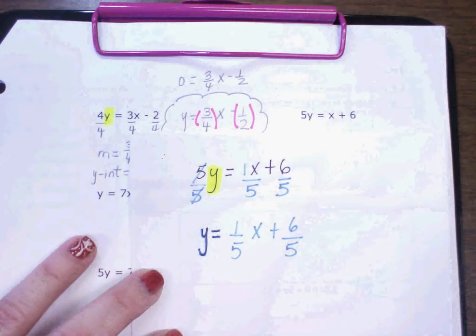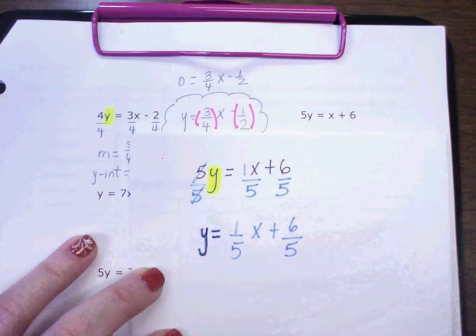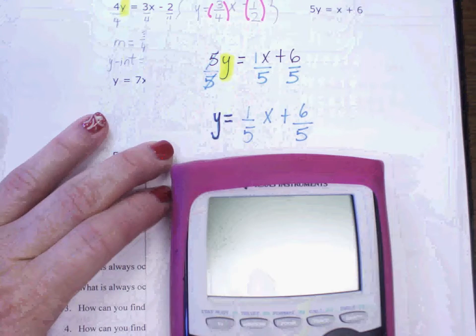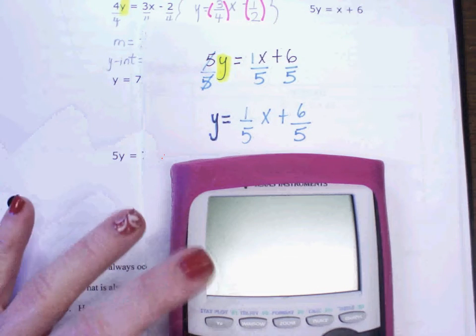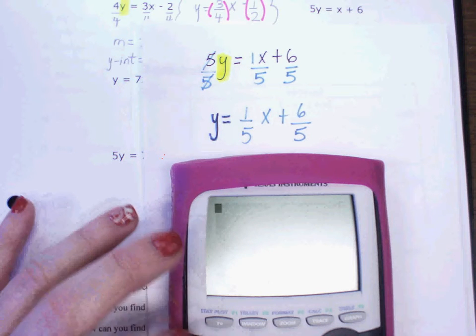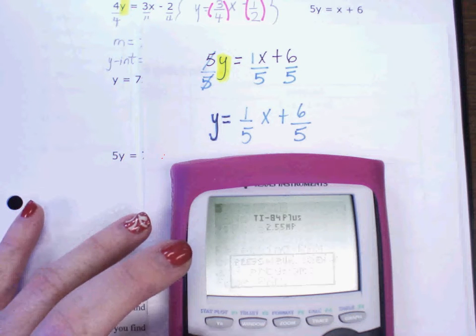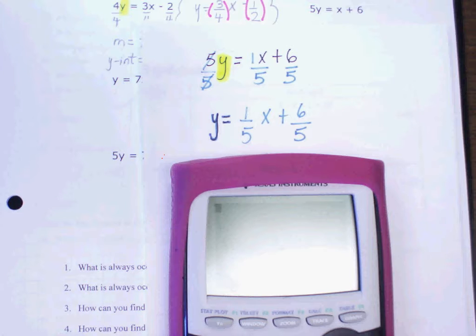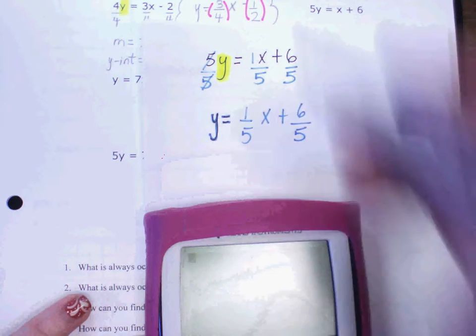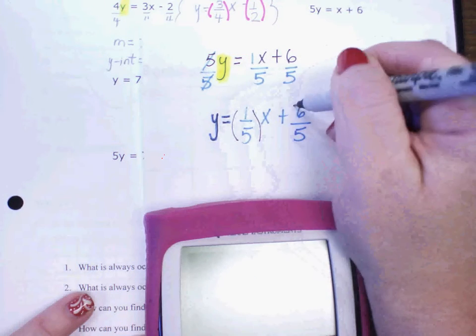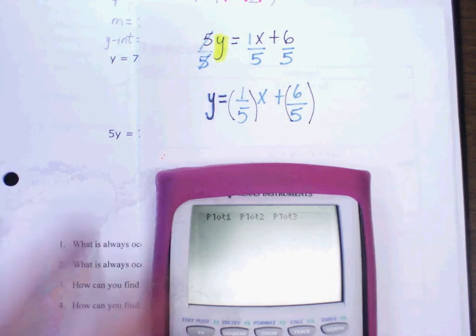All right, what do I do now? Go to y equal to and write it on the calculator. Very good. Let's clear that calculator first. If you didn't clear it yesterday, you should be clearing it right now. Okay, what do I need to put around those fractions? All right, so y equal to?